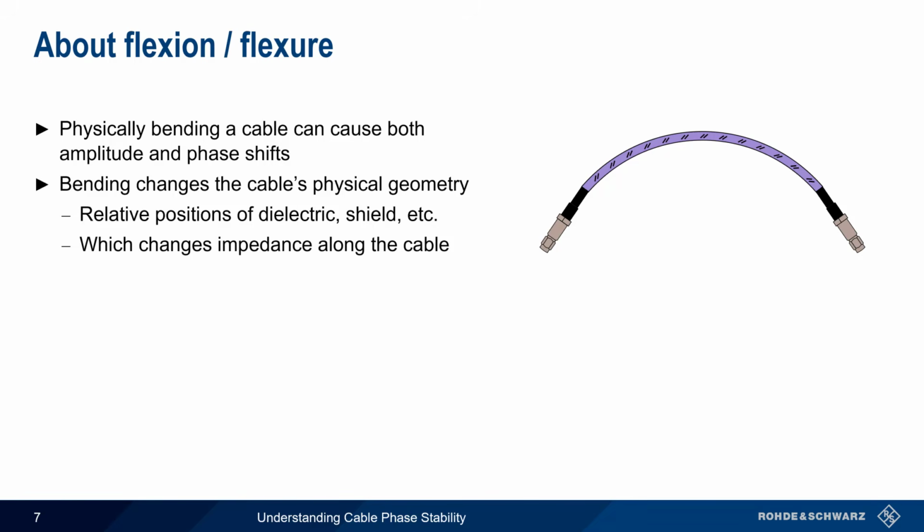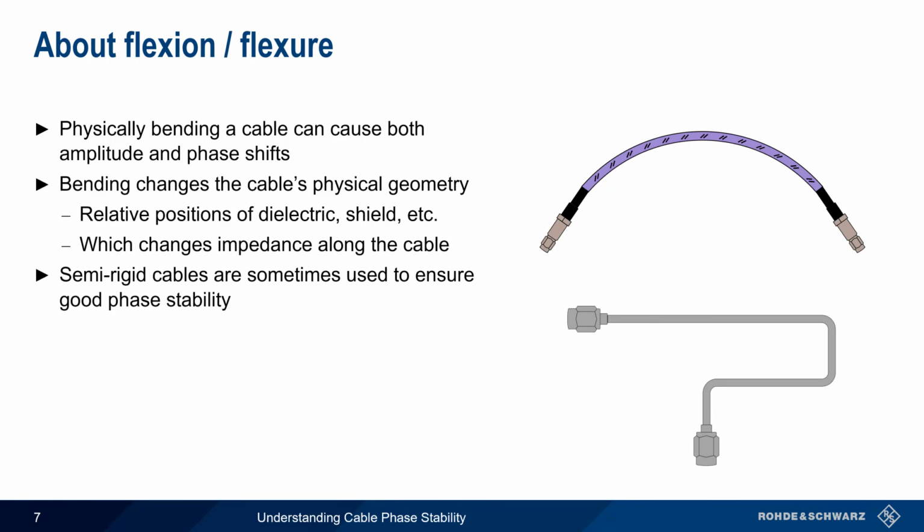Although we often talk about the impedance of a cable, it's good to keep in mind that impedance is a point concept, and that the impedance of a cable can change at different points along the length of the cable. Note too that semi-rigid cables are sometimes used in applications that require high phase stability, in part because these cables are bent only once during installation, after which their geometry remains mostly constant.